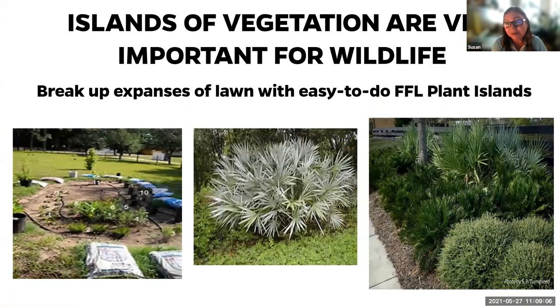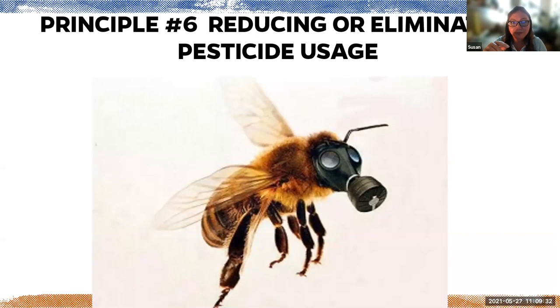Islands of vegetation are also very important for wildlife. So you can break up big expanses of lawn area with these really easy to do native and Florida friendly plant islands. It's just a matter of digging up a big swath of turf grass and planting it out. Quite easy to do and very beneficial for many different reasons.